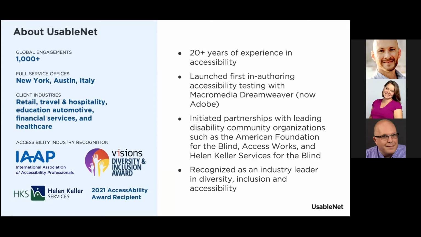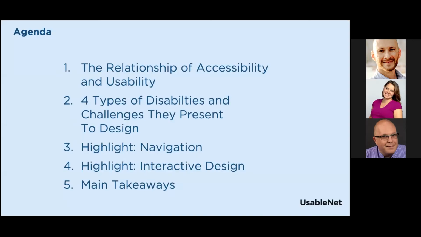Yeah, thank you, Jeff. So first of all, let's have a look at today's agenda. First, I will walk you through the relationship of accessibility and usability, and we'll try to give a definition for both of those two terms, so what accessibility and usability actually mean. And then we'll discuss and analyze the 4 types of disabilities and the design challenges that each one of those disabilities present in terms of making our websites more usable and accessible.